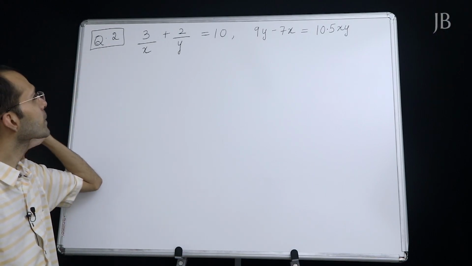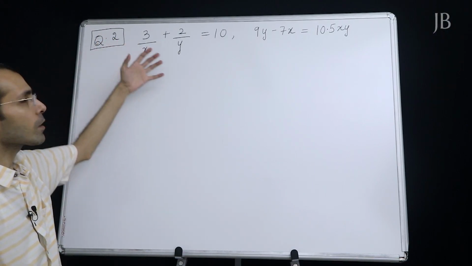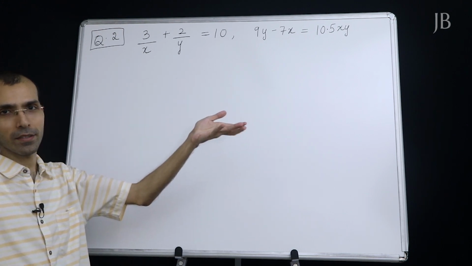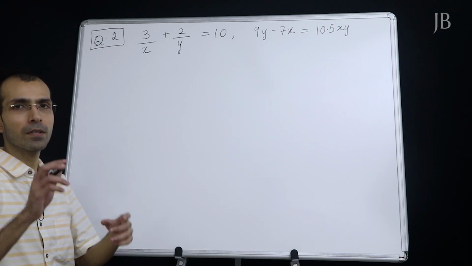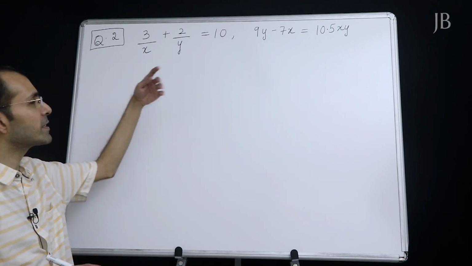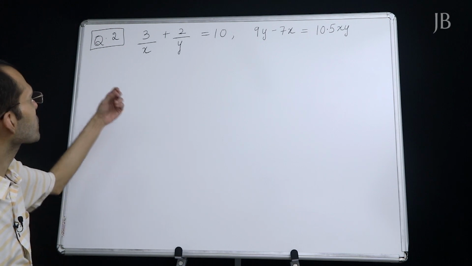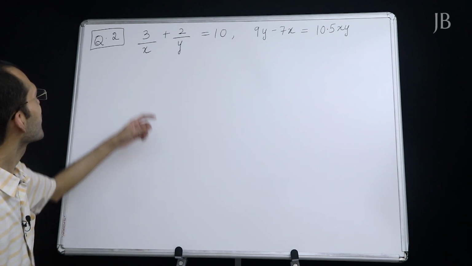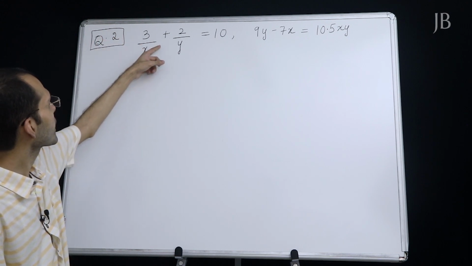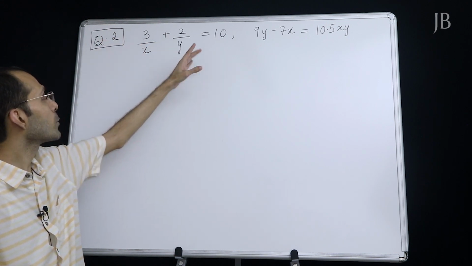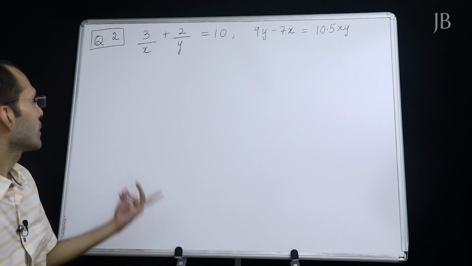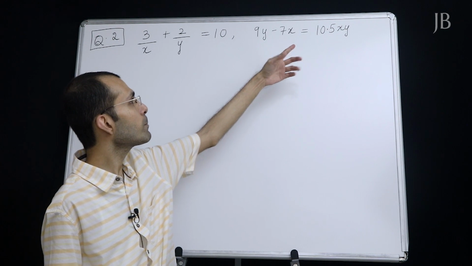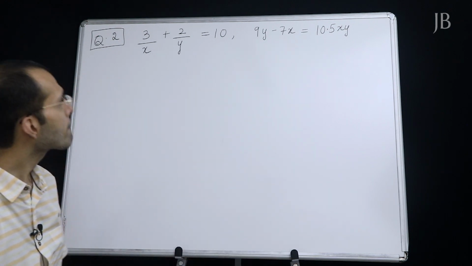Question 2. Solve for x and y, or they will say find the roots of the equation. That way also it can be framed. Roots means the values of x and y in this case which satisfy the equation. So they will tell you solve for x and y or find the roots of the equation. 3 upon x plus 2 upon y equaling 10, and 9y minus 7x is equaling 10.5xy.